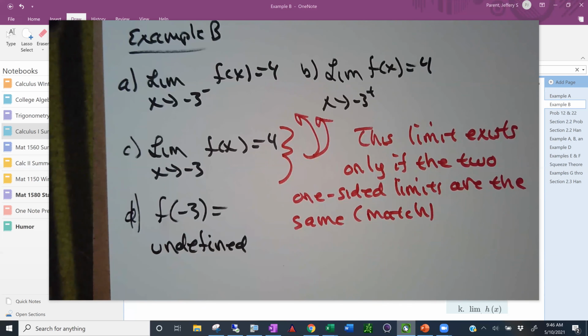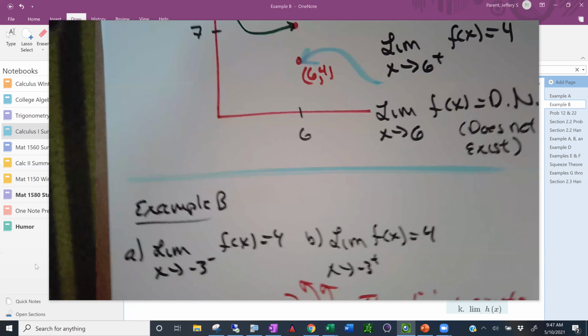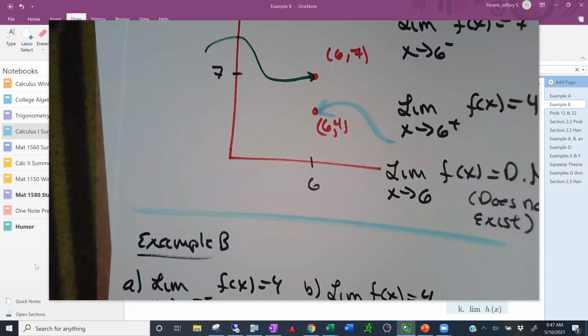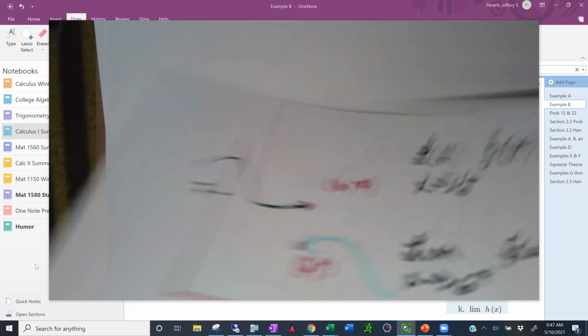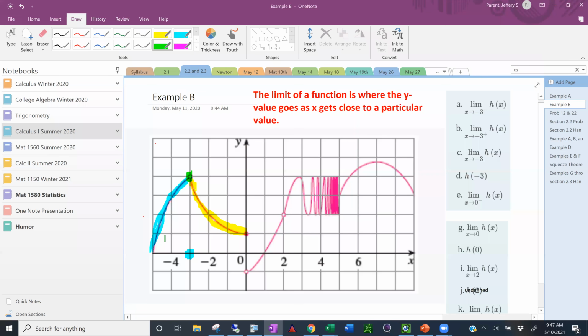Let's keep working with this unless there's some more comments or thoughts on these first four here. Okay. Let's jump down to part G here.